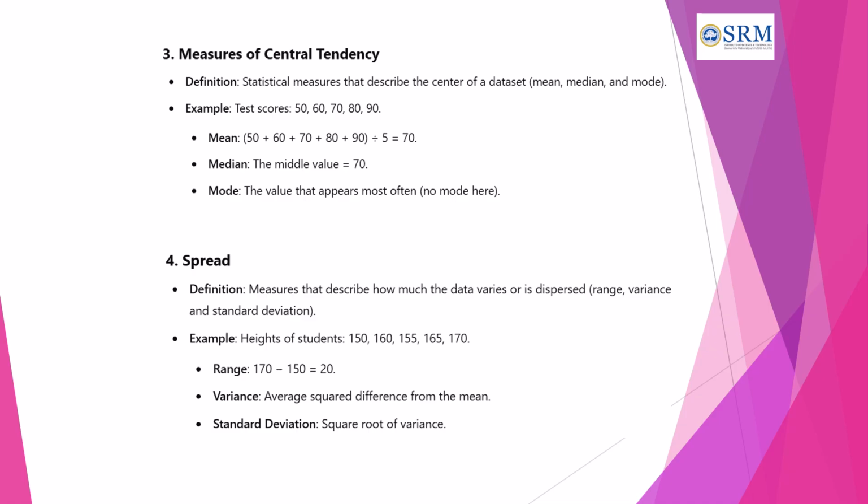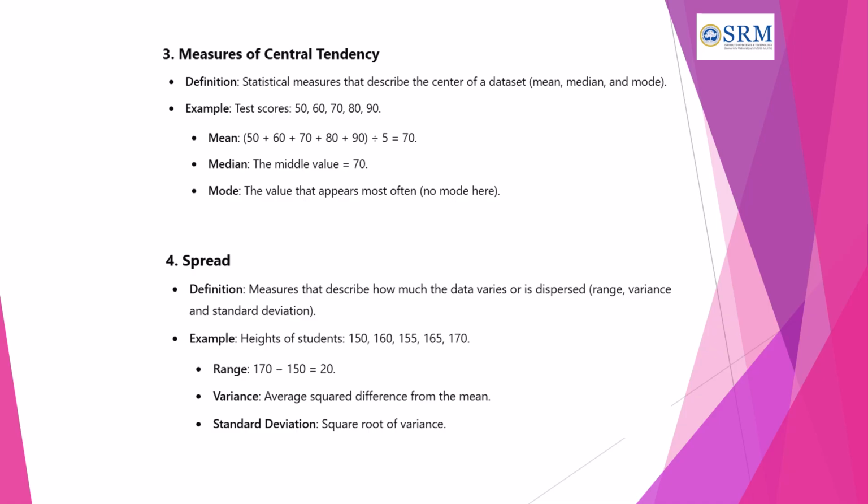Measures of central tendency. Measures of central tendency help us understand the average or middle of a dataset. The three main measures are mean, median, and mode. The mean is the average found by adding all the values and dividing by the total number of values. The median is the middle value when the numbers are in order, and the mode is the value that appears most often.